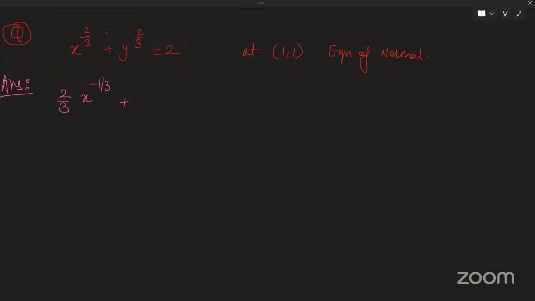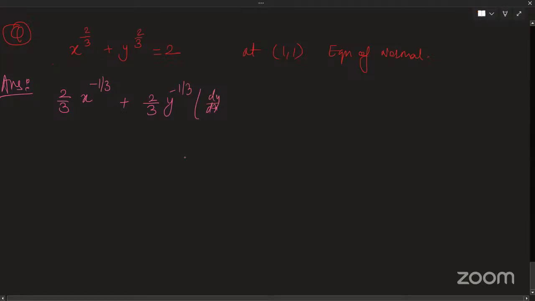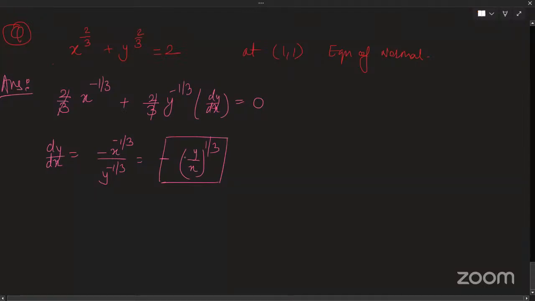2 by 3 into y raised to minus 1 by 3 into dy by dx is equal to 0. So my value of dy by dx is minus x raised to minus 1 by 3 divided by y raised to minus 1 by 3. So it can be written as minus y by x whole raised to 1 by 3. That is my value of dy by dx.